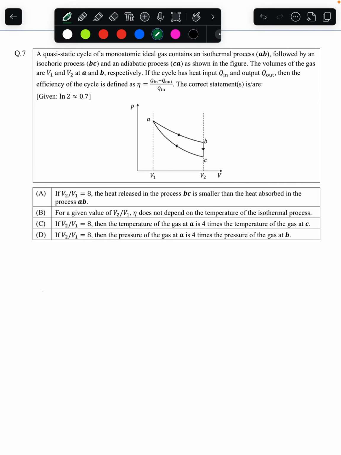We are continuing the journey of discussing the solution of JEE Advanced 2026 paper 1. So here it is question number 7. It was considerably an easy question. Only thing is that you have to check the options very carefully.